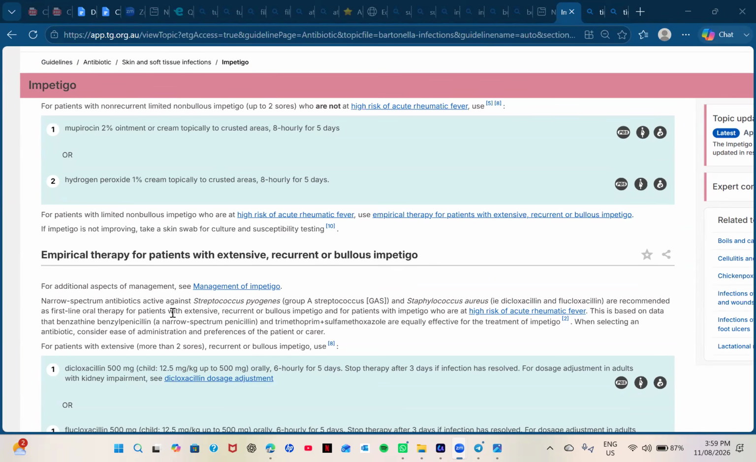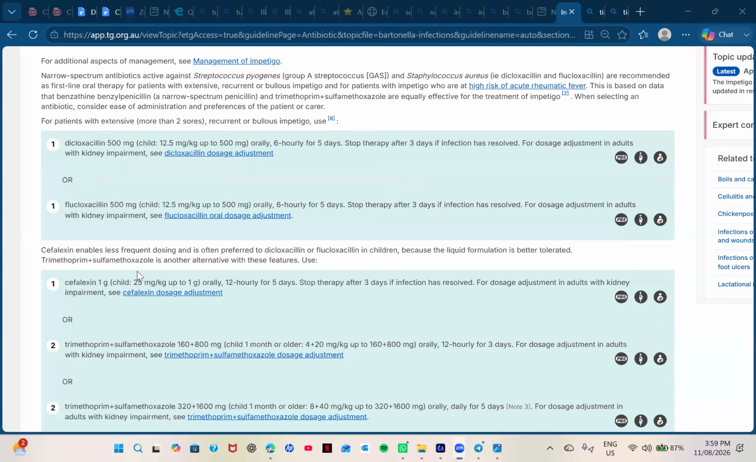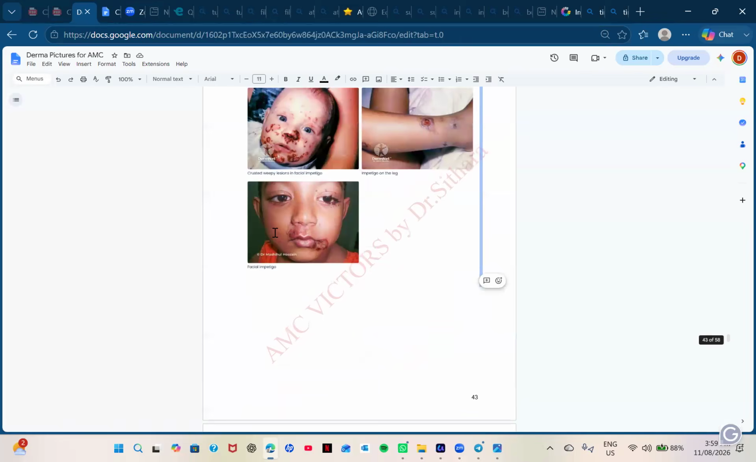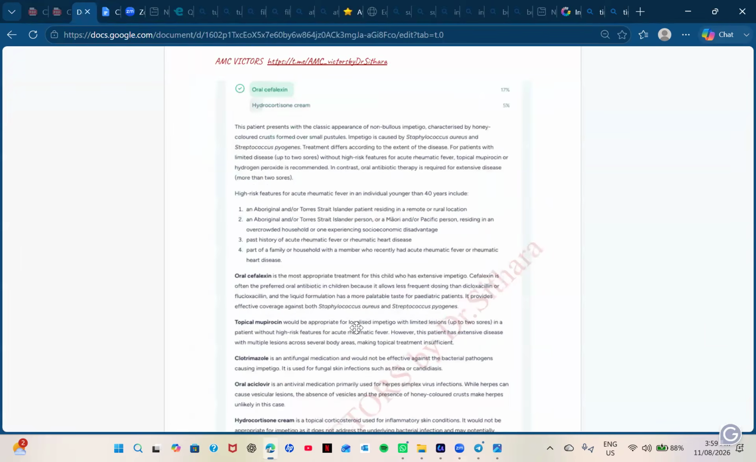In these cases, how do you think about giving an oral antibiotic? Dicloxacillin, flucloxacillin, and we have cephalexin if the patient has hypersensitivity to penicillin, but we prefer cephalexin in children because it is present in liquid formulation and is easy to use in the pediatric population. If you are familiar with this question, the answer is oral cephalexin.